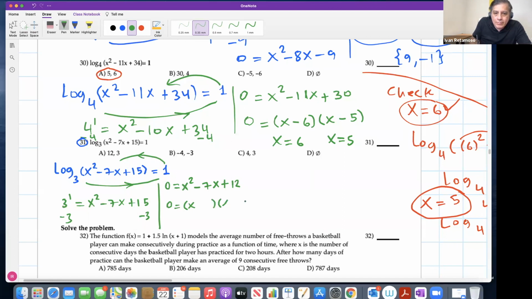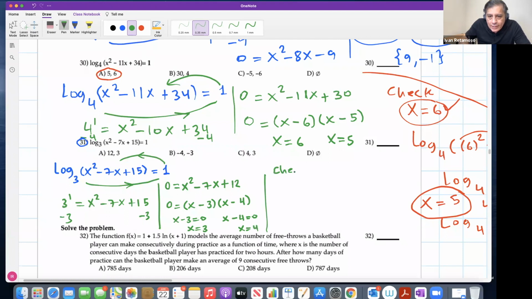Let's look for two numbers whose multiplication is 12 and whose sum is negative 7. After some trial and error, you will figure out that those two numbers are -3 and -4. From here, x minus 3 equals 0, leading to x equals 3 as the first candidate for our solutions. And by setting x minus 4 equals 0, x equals 4, the second candidate. Now, you got to check these two.